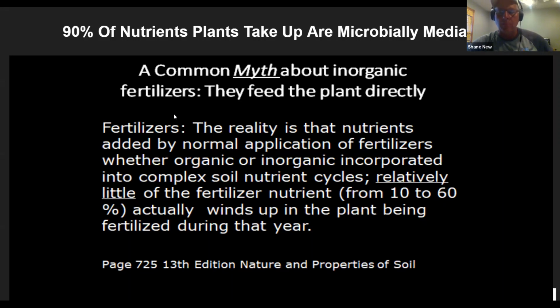Utilizing both the Haney and PLFA test, the phospholipid fatty acid test, looking to see where our fungal to bacteria ratios are before I start trying to establish any perennial forages into the system.